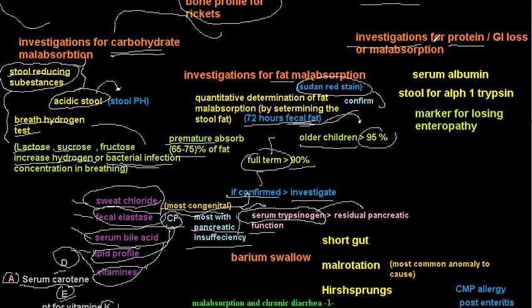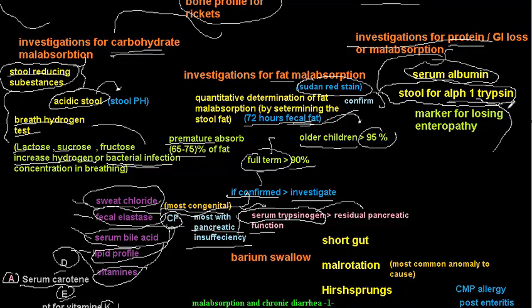To investigate protein malabsorption, if you suspect it, you can check the serum albumin. You know that albumin is a protein. So you check the serum albumin, and the most important thing is to check the stool alpha 1 antitrypsin. A stool alpha 1 antitrypsin is a very important marker for protein losing enteropathy.